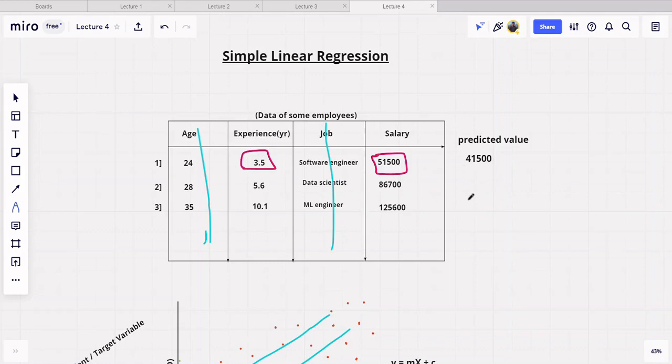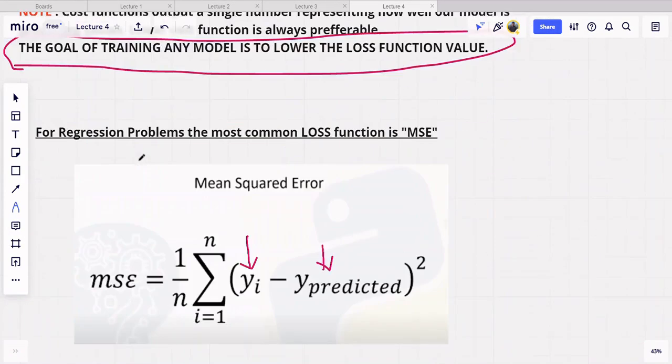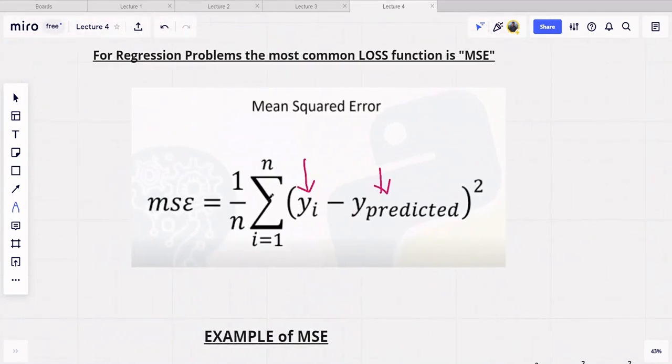But we also know the true values for salary. We are just trying to calculate the loss here. So after the model has predicted the values for salary, we have the true values and the predicted values for the salary. Using these two, we calculate the loss function, which is mean squared error in this case.